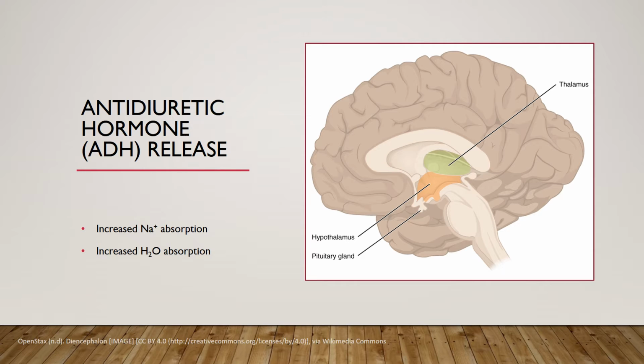ADH is not synthesized based upon a RAAS trigger and is produced only when stored levels are low. When triggered for release by angiotensin II, it is secreted from this gland into the bloodstream by the posterior pituitary and functions in three ways.